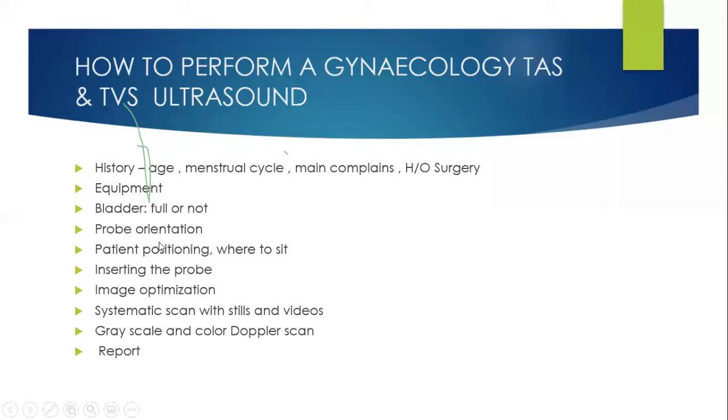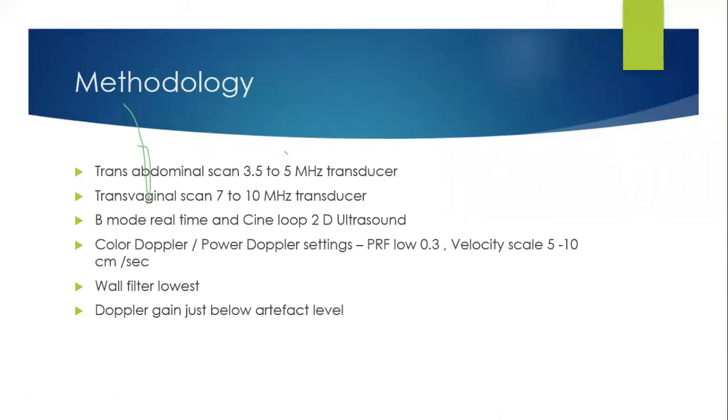Very important: patient positioning, where we are going to sit. How to insert a transvaginal probe in case we are doing a transvaginal scan. Image optimization, extremely important to understand where is right, left, superior and inferior on the image. And then how to have systematic scans with the grayscale pictures as well as the videos. We are going to touch base on the grayscale and also a little bit of color Doppler, and ultimately the report writing.